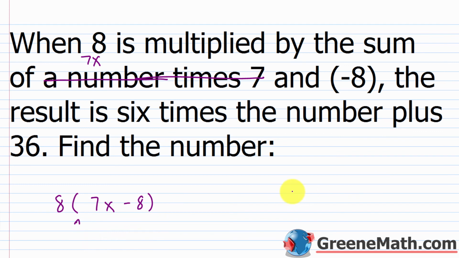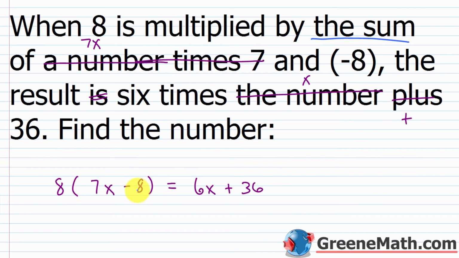Okay? Very important, just like what I just did over there. All right, so once we get past that, we say the result is, so that means equals. And then we have 6 times the number. We represented the number or a number with x. So we have 6 times x, which is 6x, then plus 36. So again, once you start doing this enough, you'll recognize what's going on, and you'll be able to translate these very quickly. The key trap here would not be putting parentheses around the sum of 7x and negative 8, right? So 7x minus 8.